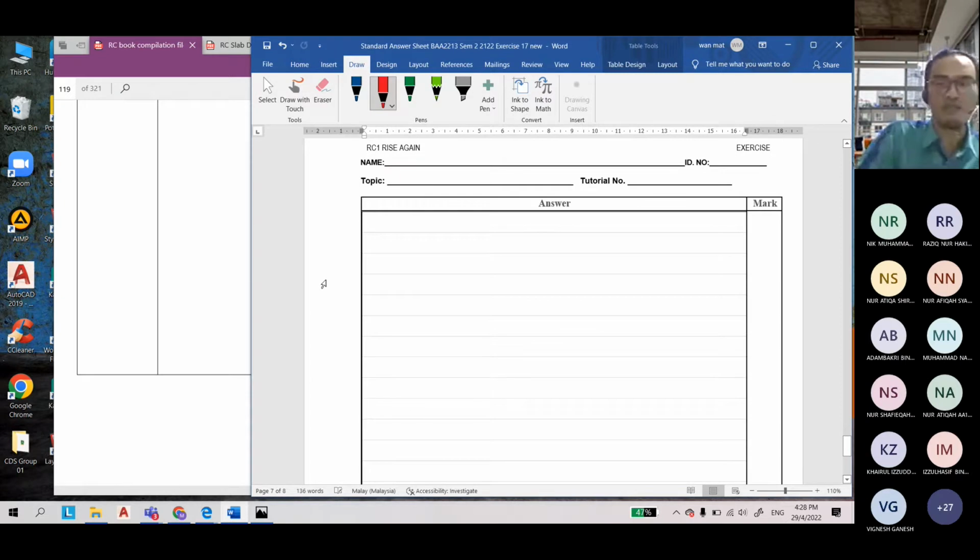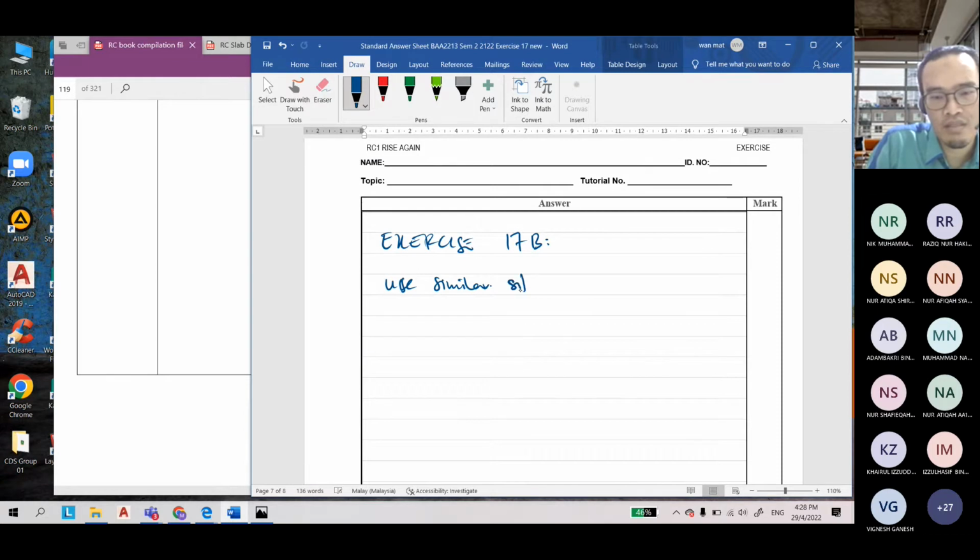Okay, and then dengan rahmat dan kasih sayangnya juga, saya nak bagi exercise 17B. Okay, use similar situation as exercise 17, but change the location, change the position of slab.